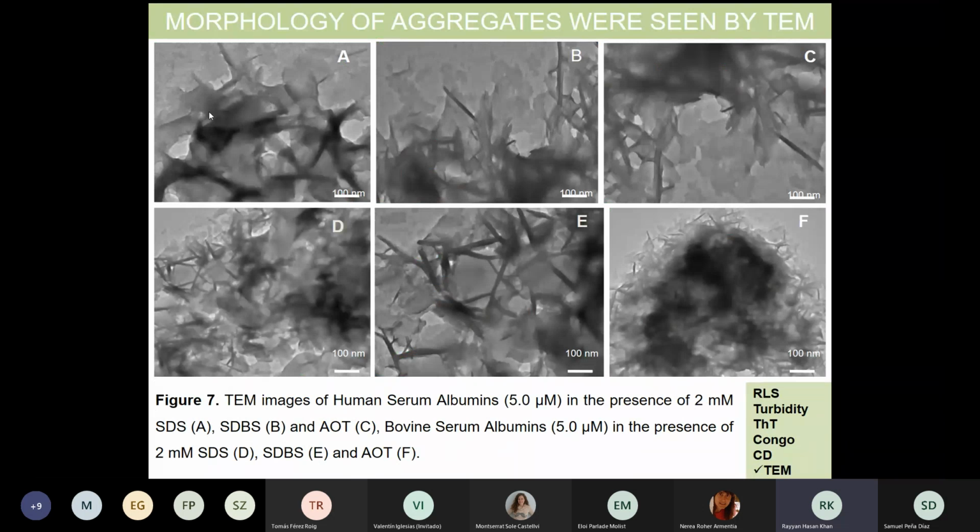Now these are the TEM images that are being shown. The upper panel is for the BSA and the lower panel is for the HSA. This is in the presence of the SDS, this is in the presence of SDBS, and this is in the presence of the AOT. And in the presence of AOT, you can see there is a maximum dense amyloid fibril formation that is taking place.